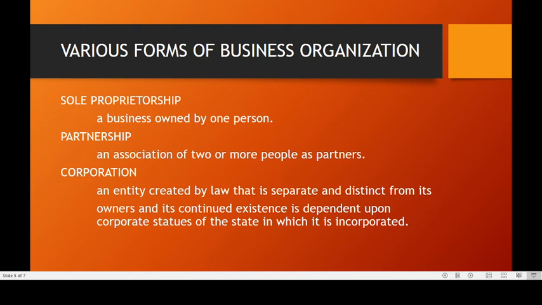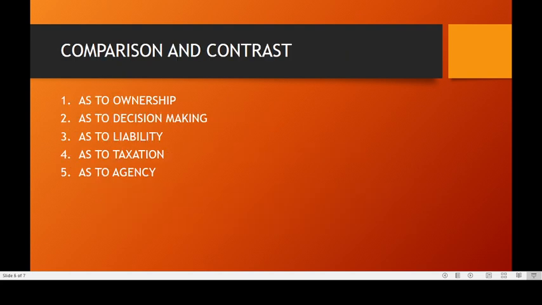Okay. Yon, no? To summarize, okay, comparison and contrast. Okay, summarize ko yung pinagsasabi ko kanina on the different forms of business organization. We can say that the three different business organization can be compared in five different things, no? As to ownership, kasi yung ownership, iba-iba. As to decision making, iba-iba din. As to liability, iba-iba din.